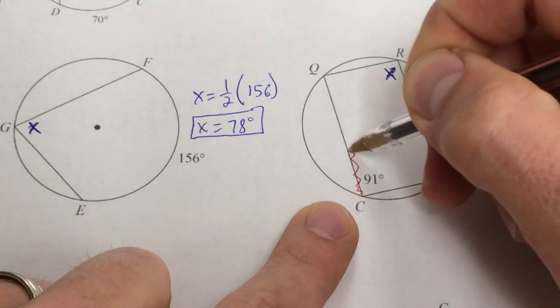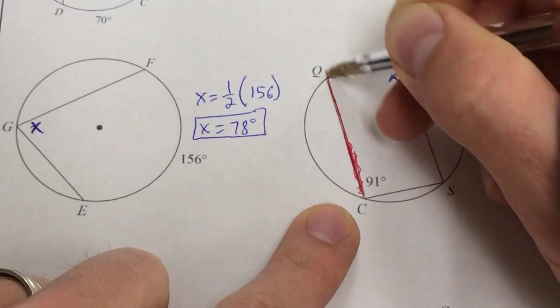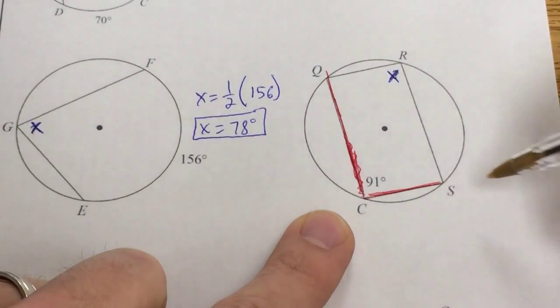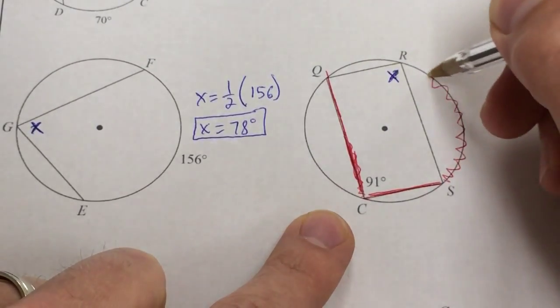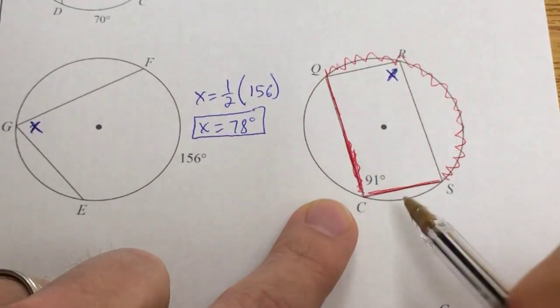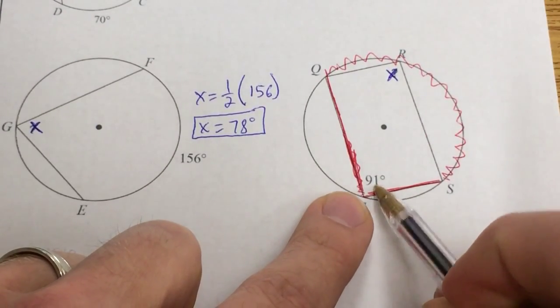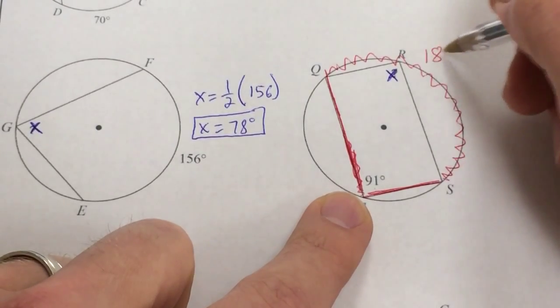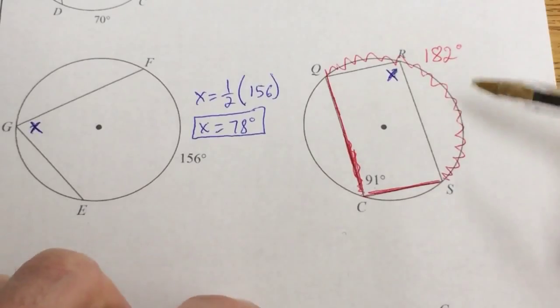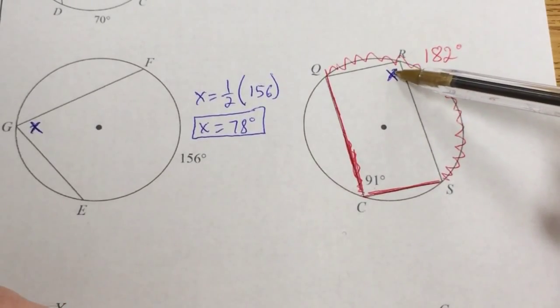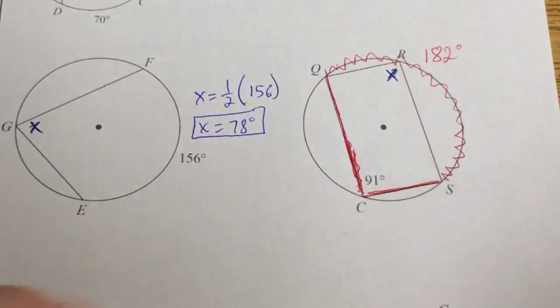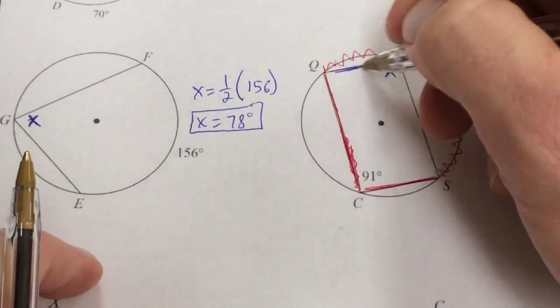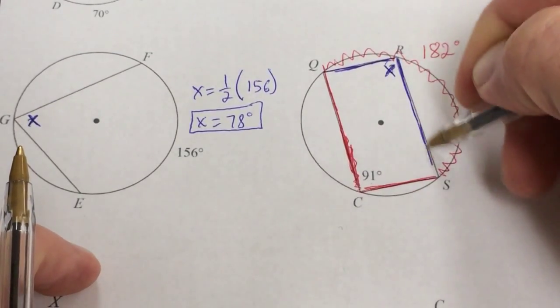Find the intercepted arc. So if I take this angle here, it creates my arc SRQ. Okay, and if this is 91 degrees, I can double it to get my arc out here. So 91 doubled is 182. Okay, and I want to find my inscribed angle back here. So if I know the intercepted arc for that angle, I can then find that.